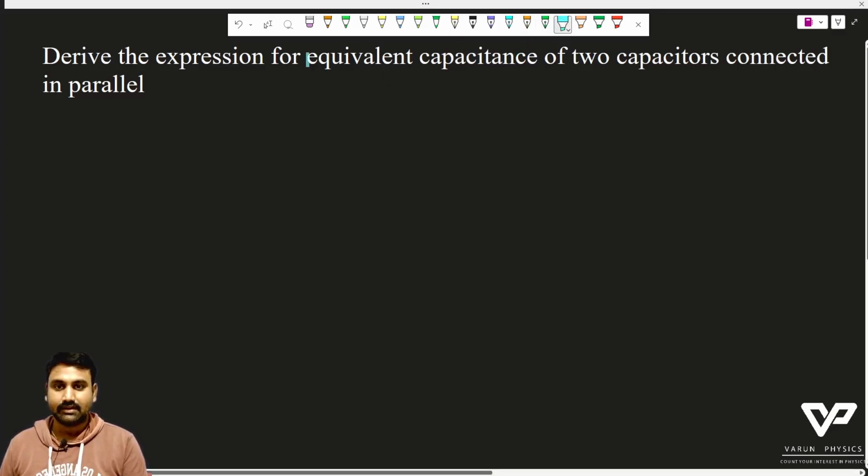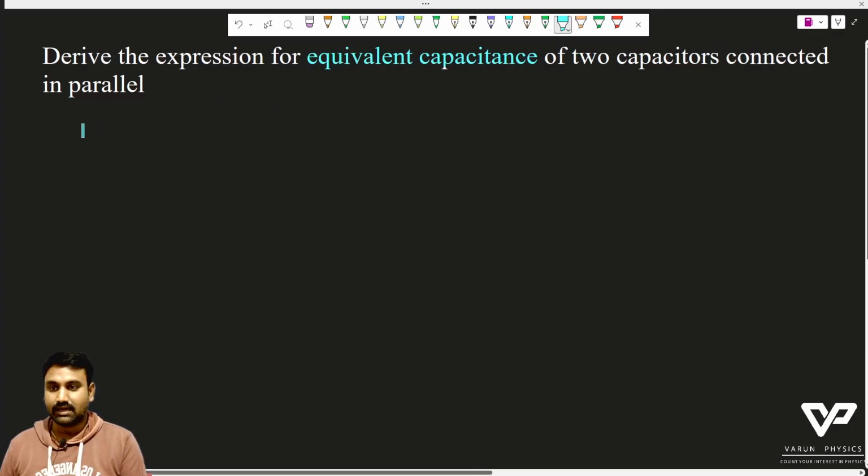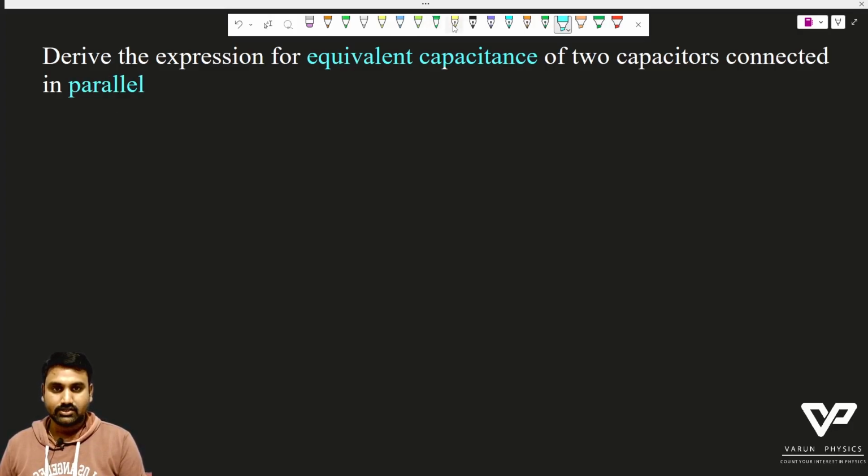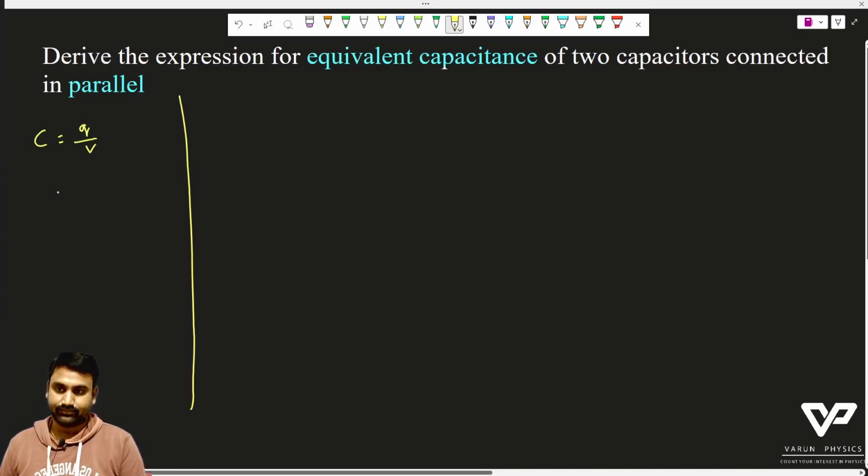Okay, what is being asked here? The equivalent capacitance of two capacitors connected in which combination? Parallel combination. Okay, as usual, we'll go with the basics first. If I speak about the basics, what I should know here is C is equal to Q by V. Therefore, Q is equal to CV. This should be known.